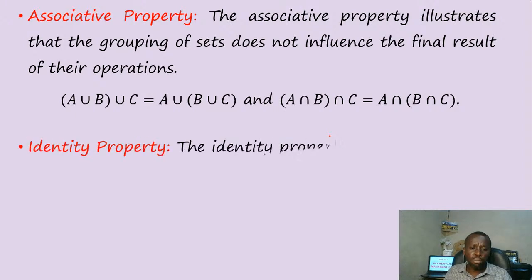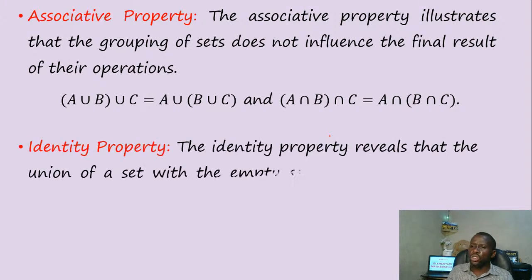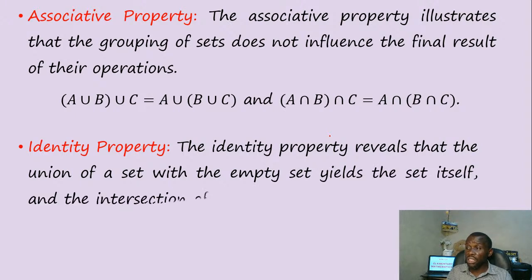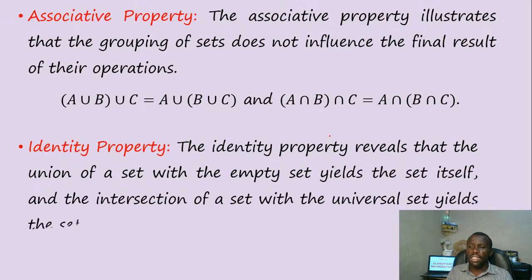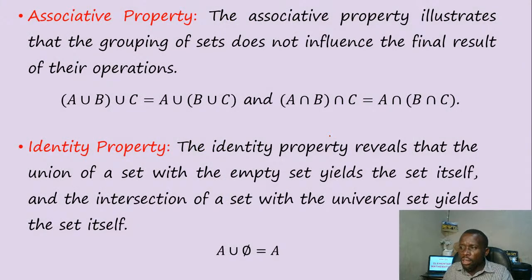We have what is called the identity property. The identity property reveals that the union of a set with the empty set yields the set itself, and the intersection of a set with the universal set yields the set itself. Now, I will explain with an example. A union empty is A. Do you understand? A union empty, since A is a set, union with nothing, A is still A, nothing happens. Or A intersection empty, okay? And the intersection of the set with the universal set yields the set itself.